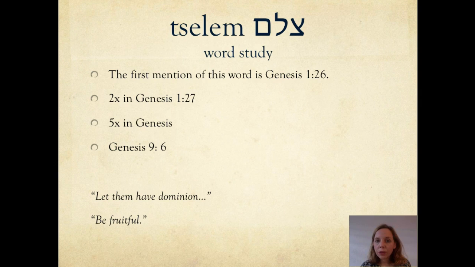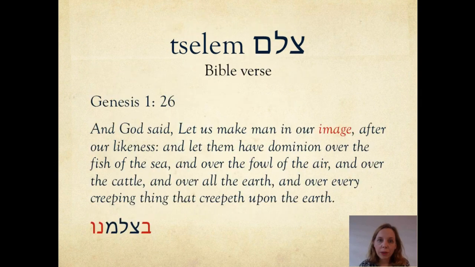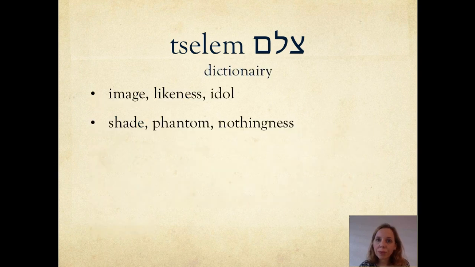Well, we just read Genesis 1 verse 26. This is also the first mention of this word in the Bible, and in Hebrew Bible study there's the law of first mentions. The first mention is very important and tells us a lot about the word. Let's look back. It is where God said, when he planned to make man, that he wanted to make man in our image.